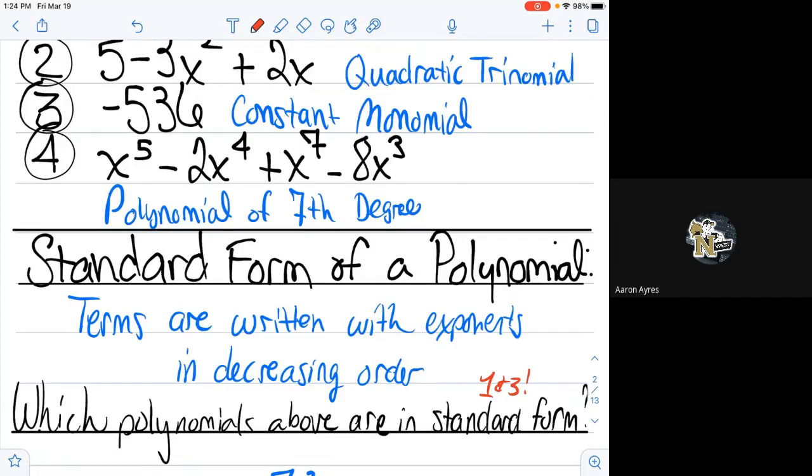Okay? When you guys start adding and subtracting these, it will be very helpful if your answers were in standard form. Okay? It'll also be very helpful in some of the topics we're going to cover when we come back from break, too. That you have your polynomials in standard form. That will help out a lot also. Okay?